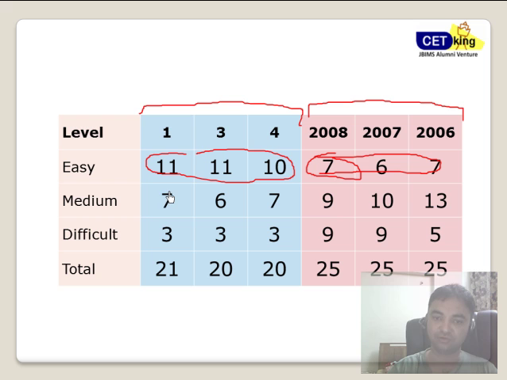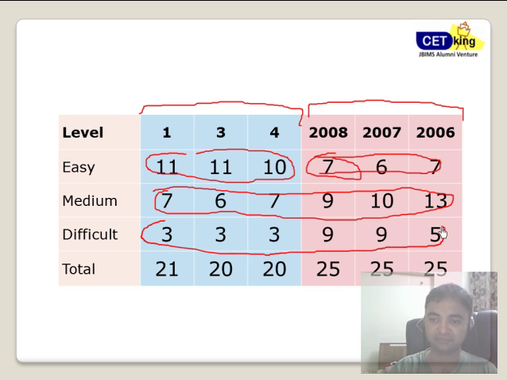That's 1.5 times more. Medium questions have been almost the same in number, but the main difference has come in the number of difficult questions. If I compare CAT 2008 and 2013, the level of difficulty has gone down almost 3 times.